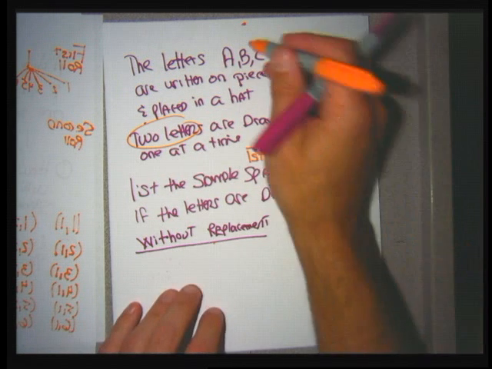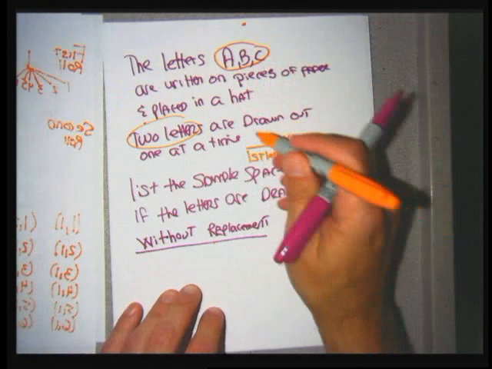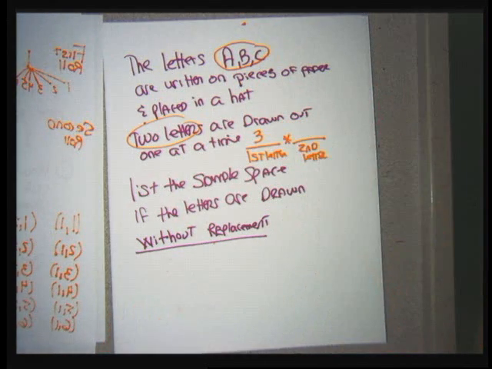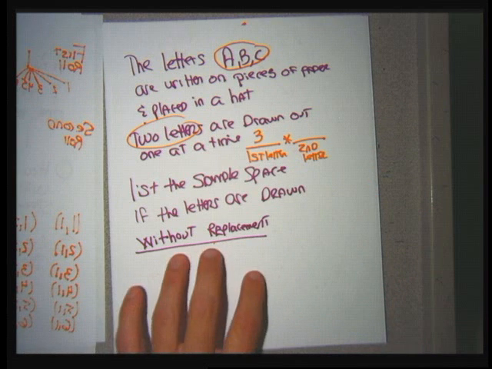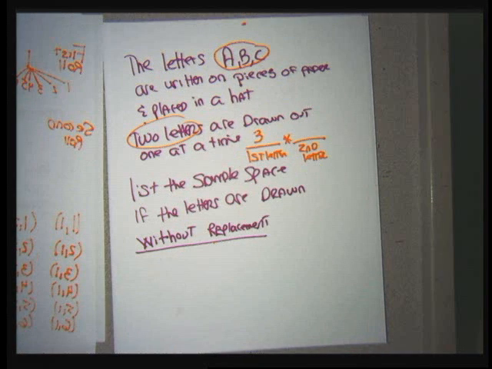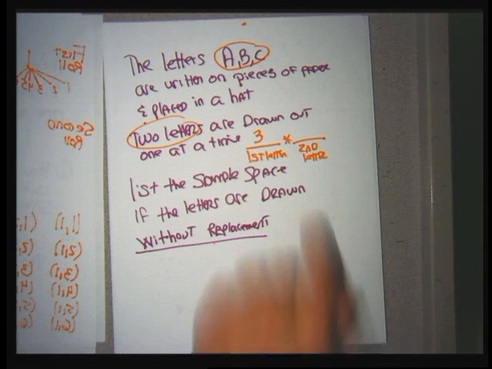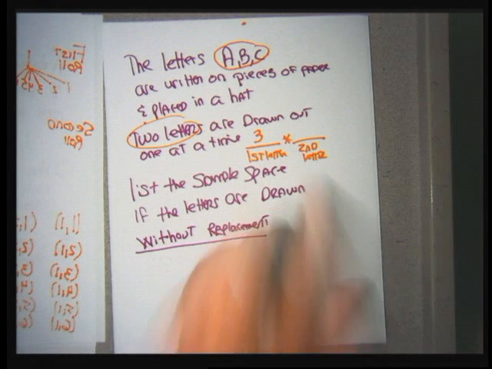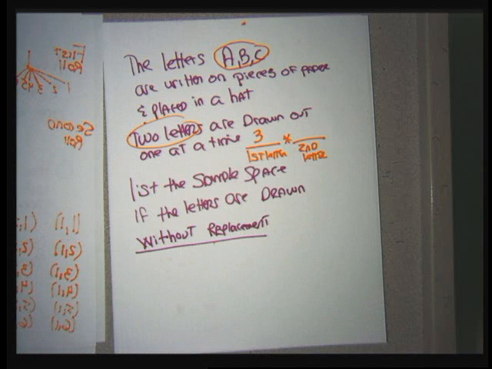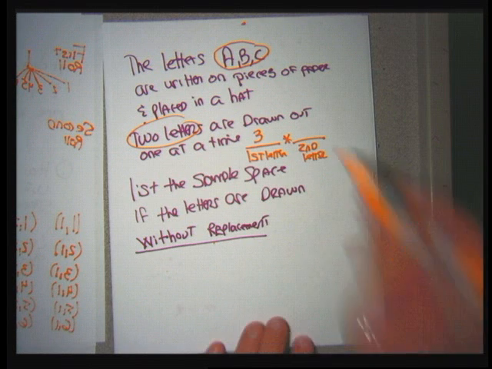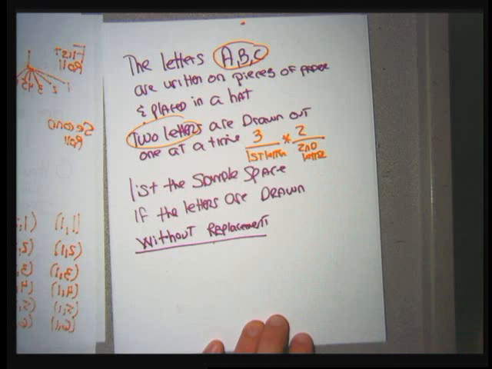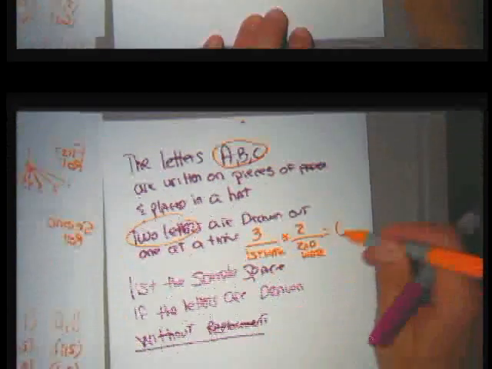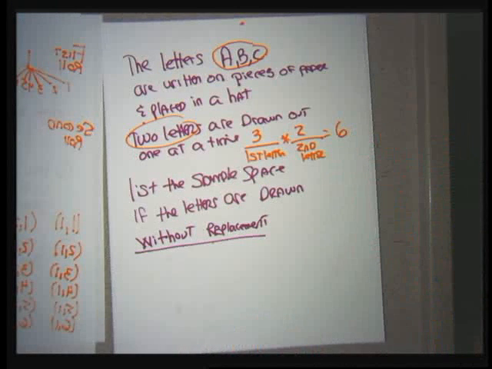For the first letter, I'll have 3 choices. I could pick the letter A, B, or C. When it says without replacement, once I pick a letter, I can't pick it again. I'm not putting it back in the hat. So when I go to pick the second letter out, one of the letters is going to be gone. I don't necessarily know which letter I pick, but there's only going to be 2 letters left in the hat. So there's only going to be 2 letters to choose from. So the number of elements in my sample space are going to be 6. So when it says without replacement, I'm assuming I'm not putting my letter back. So there should be 6 elements in my sample space.